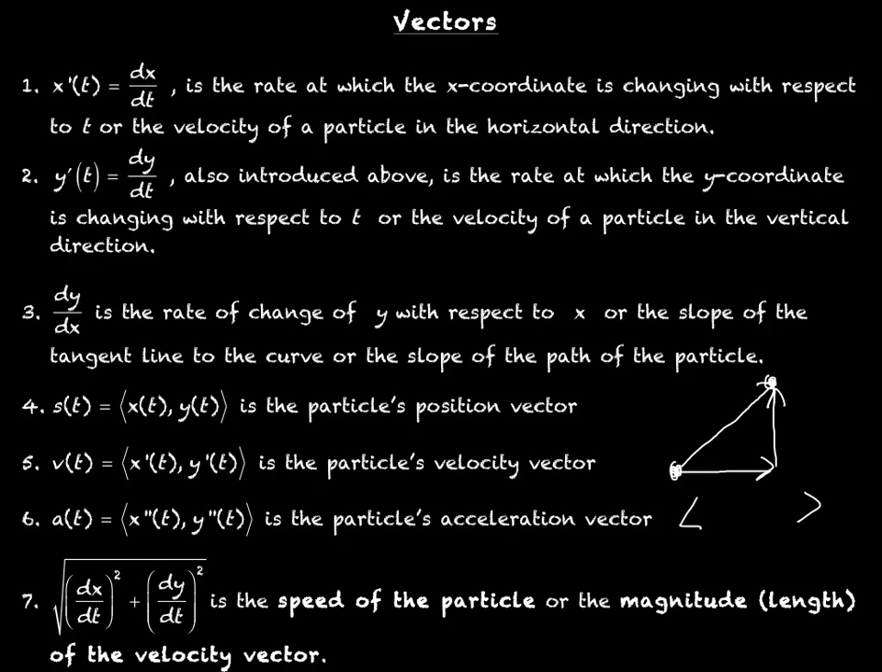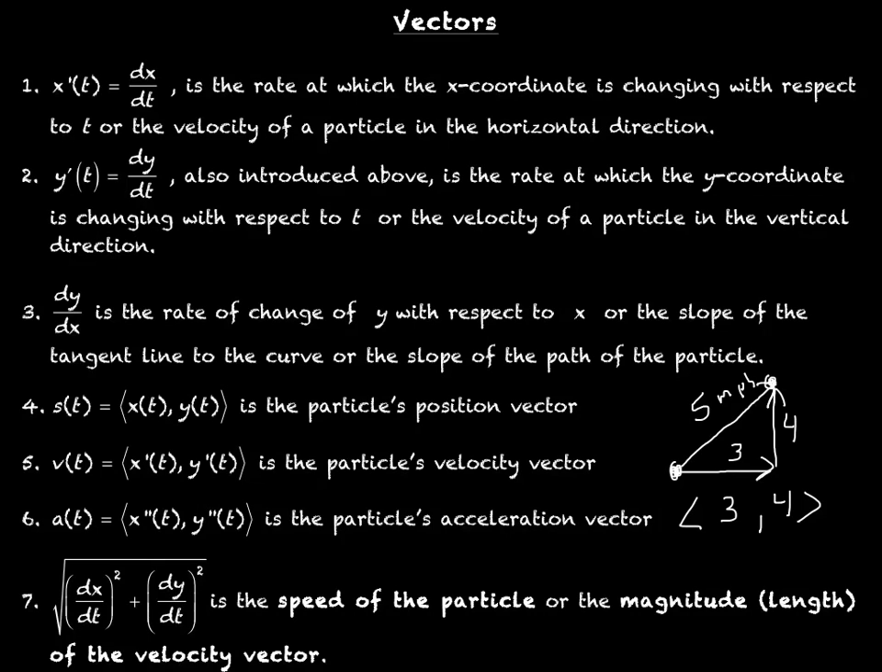So let's say an object is traveling at 5 miles per hour, and let's say that this side is 3 and this side is 4. Well, that vector's velocity is going to be 3 miles per hour in the x direction and 4 miles per hour in the y direction, and that is the particle's vector.